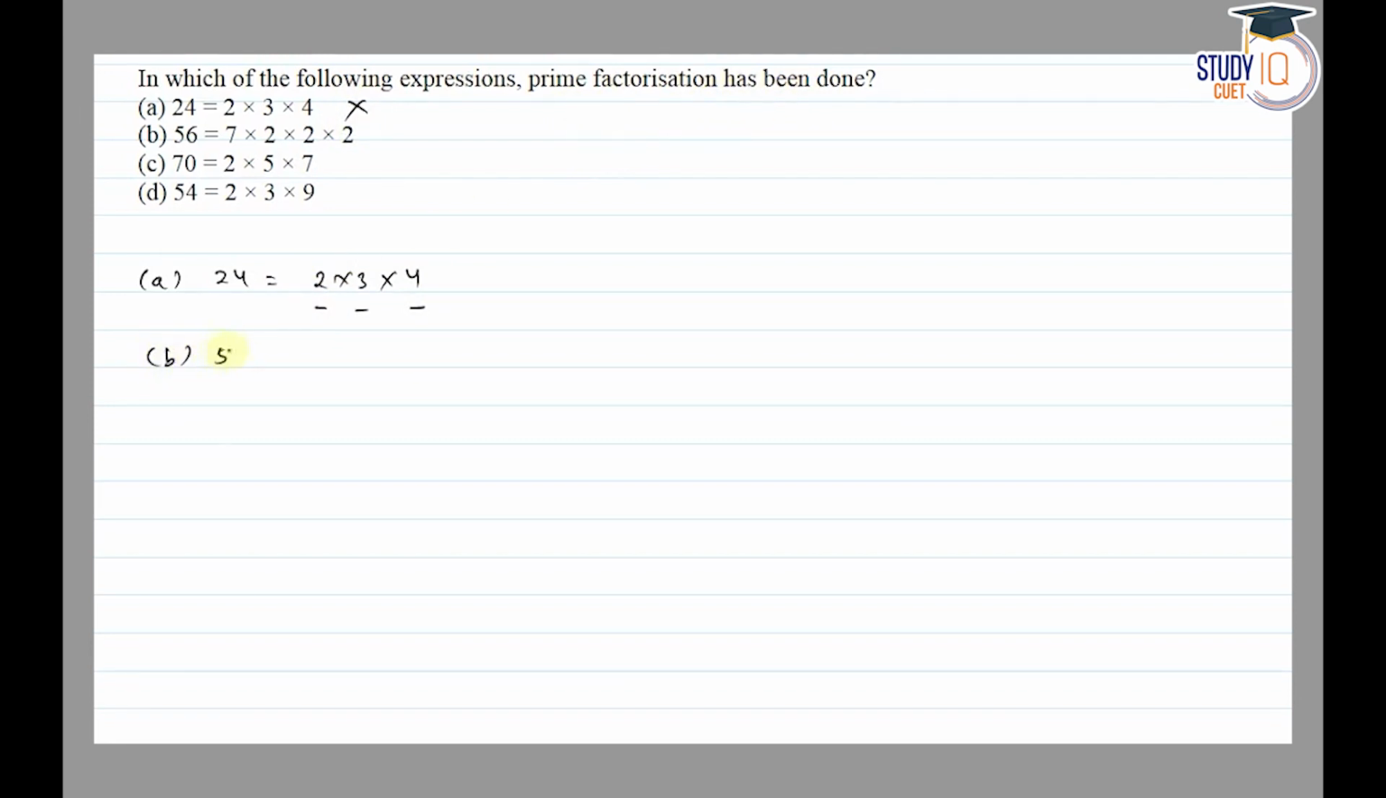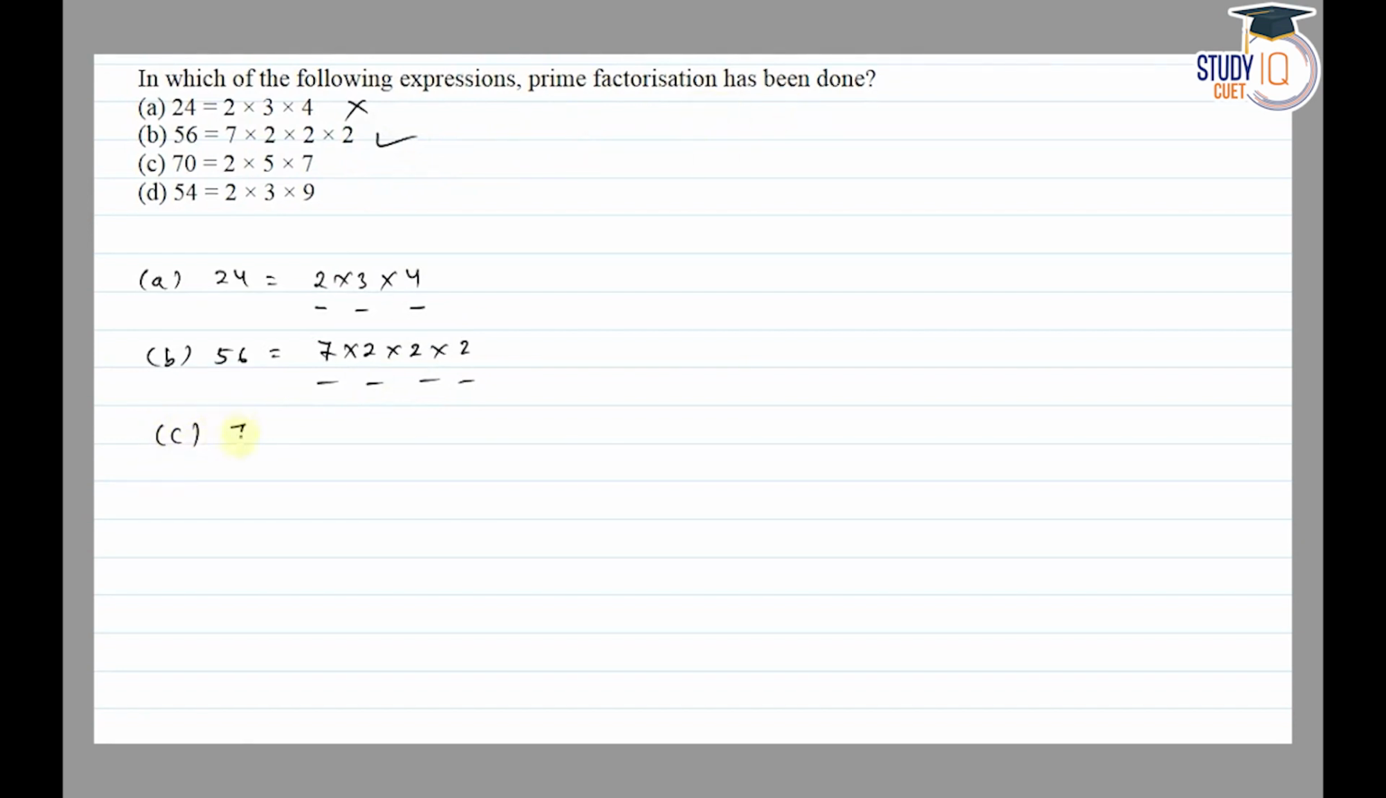In part B, 56 is equal to 7 into 2 into 2 into 2. So 7 and 2 both are prime factors. So in part B, prime factorization has been done.